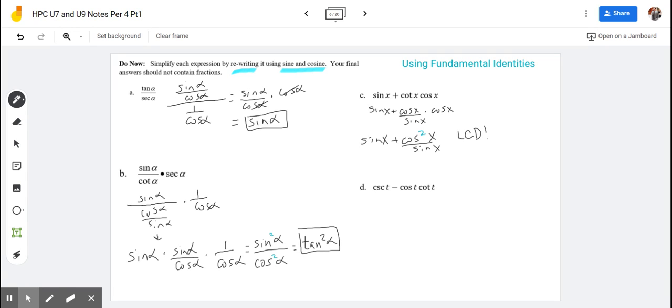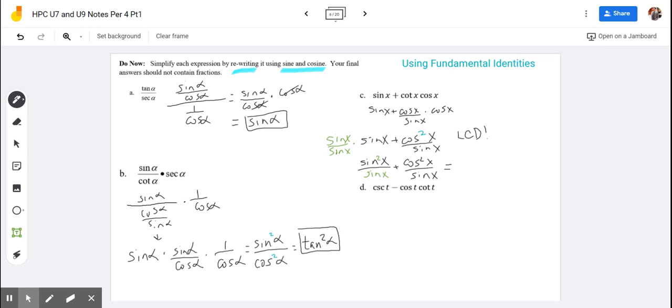So this will give us sine squared, because we would have to multiply sine x to both numerator and denominator. So this will give us sine squared x over, and then we had to get a common denominator there, plus cos squared x over sine x.